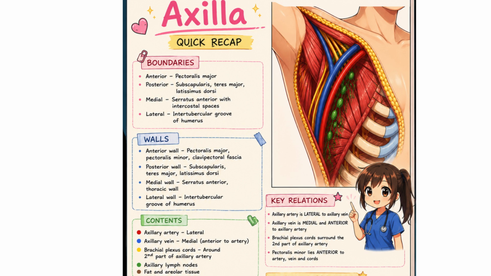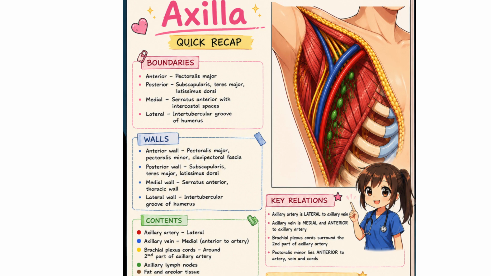Now coming to the walls, remember a box which contains anterior, posterior, medial, and lateral. Anteriorly you have mainly pectoralis major and pectoralis minor muscle along with clavipectoral fascia. Just remember two muscles, pectoralis major and pectoralis minor. Posteriorly you have subscapularis, teres major, and latissimus dorsi.